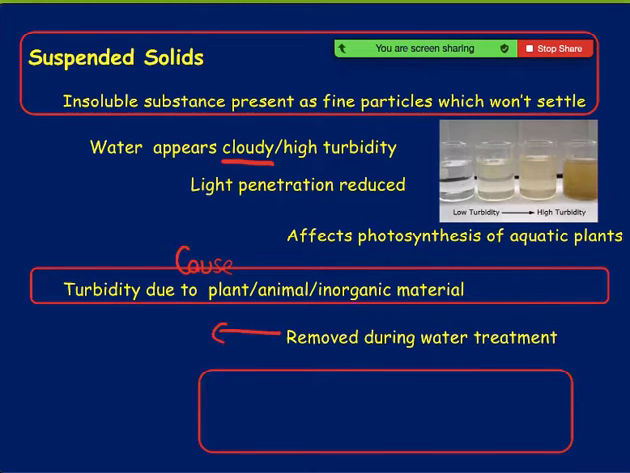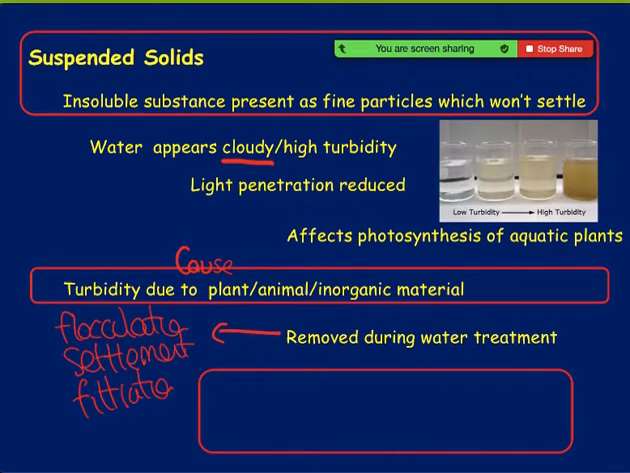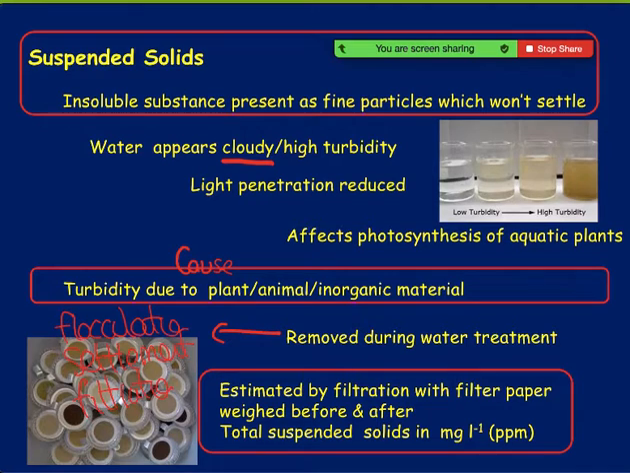So I'm just going to write that over here. So it's the flocculation, the settlement, and the filtration on the gravel beds. That gets rid of suspended solids for us. And to figure it out, we filter with filter paper weighed before and after, and we express our results in parts per million.